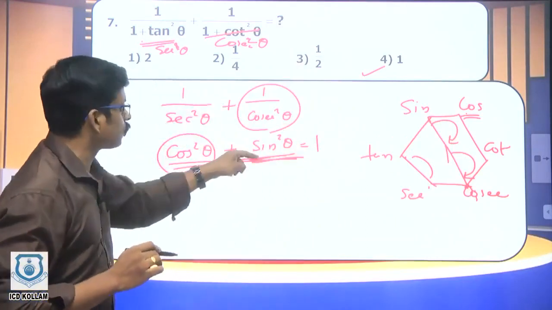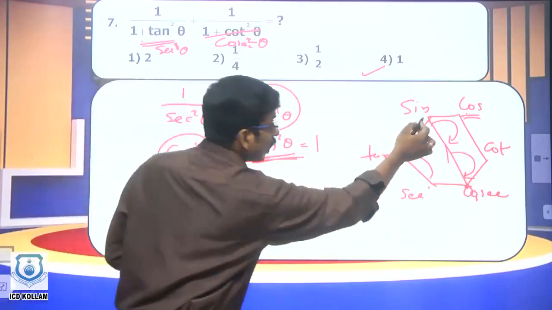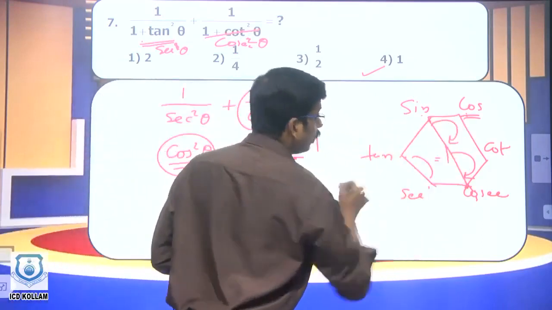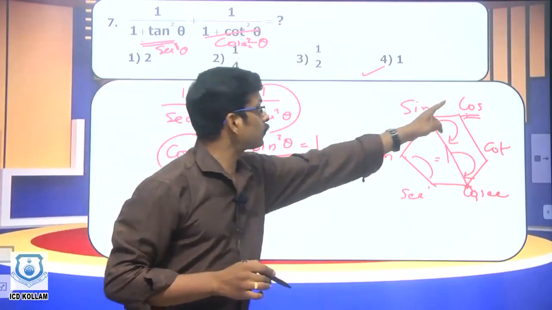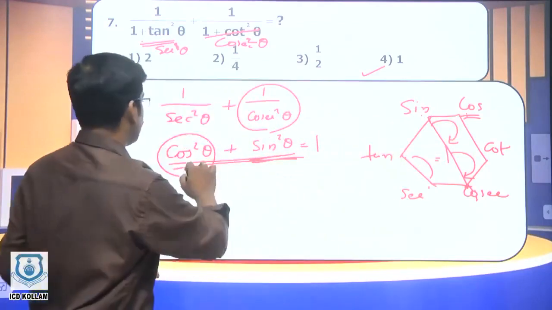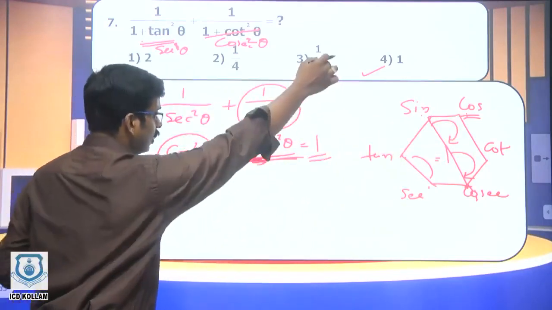So cos square plus sine square. What is cos square plus sine square? Here it is, sine square plus cos square is equal to 1. In the super hexagon, sine square plus cos square is 1. So the final answer is 1.